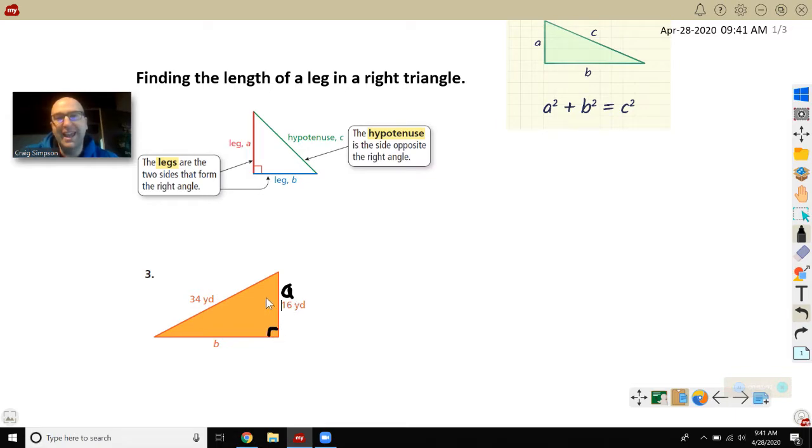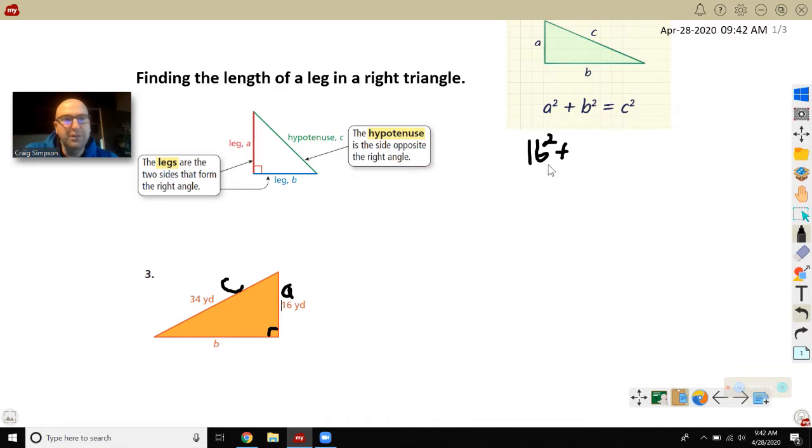So if that's side A, our hypotenuse, which is the side opposite of the right angle, is here, so that's side C. Now that I've identified my two legs and my hypotenuse, I can plug them into the formula. So a squared, over here, a squared. Well, this leg is 16. So we have 16 squared plus b squared.